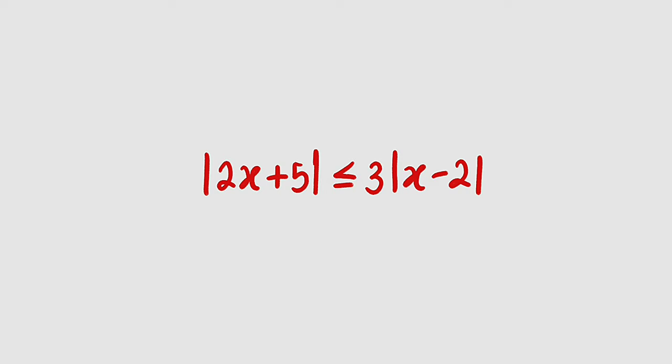Still on absolute value inequalities. Today we have another double absolute value inequality: the absolute value of 2x + 5 is less than or equal to 3 multiplied by the absolute value of x - 2.